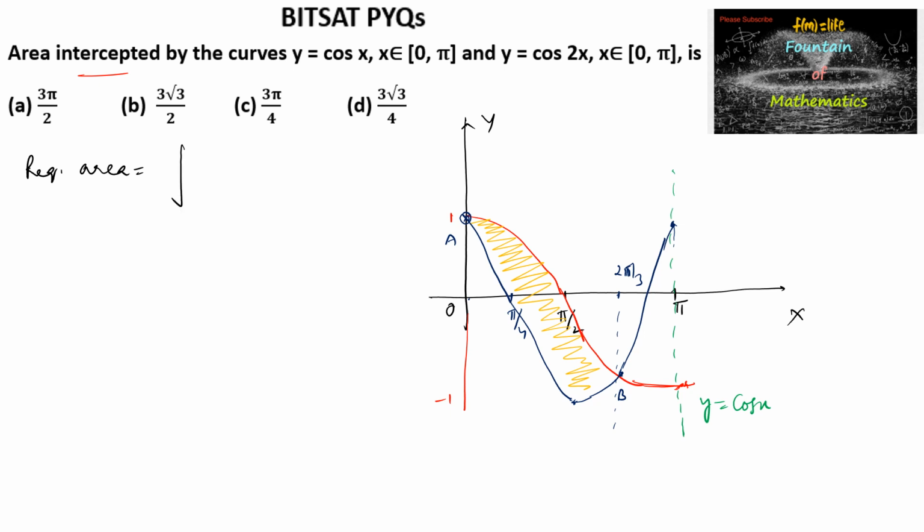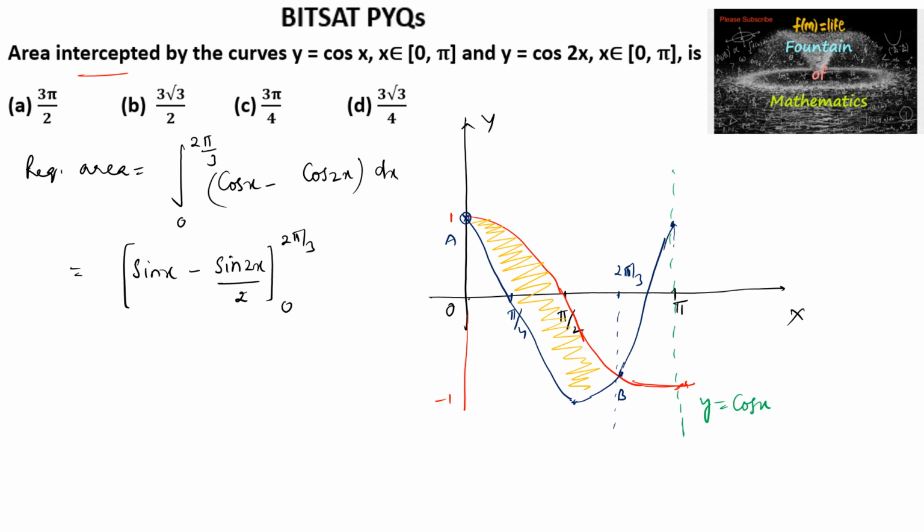is equal to integral 0 to 2 pi by 3. The upper part is the cos x graph minus the lower part, the cos 2x graph, dx. So we can write integration of cos x is sin x, integration of cos 2x is sin 2x upon 2, over the limits 0 to 2 pi by 3.